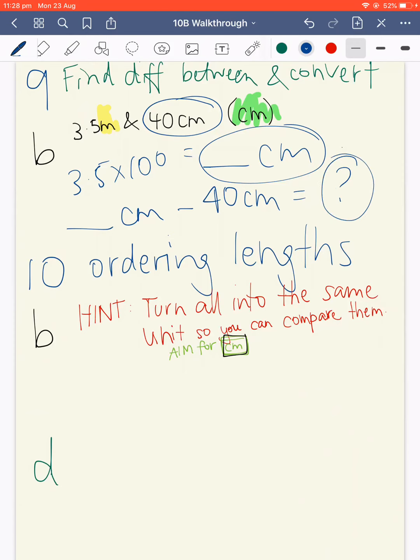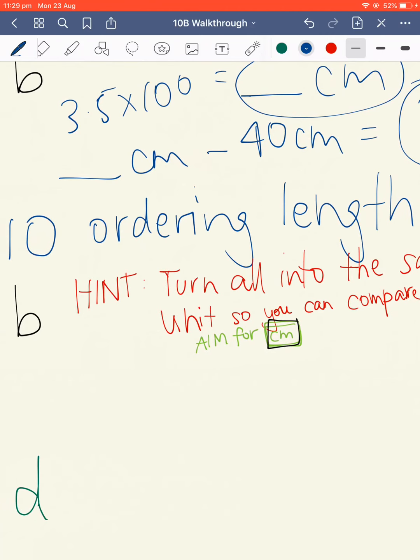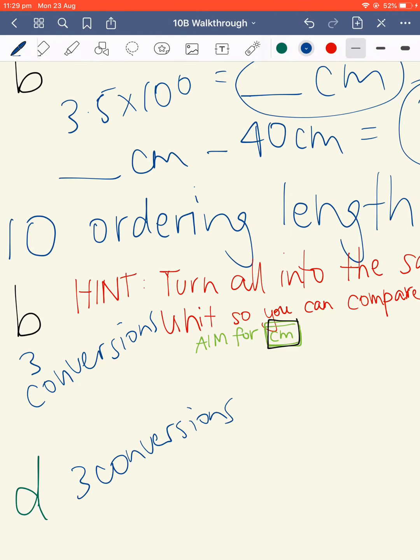For question 10, what you are doing is you are ordering lengths. The best thing that I can tell you with this one is you want to get them all in the same unit of measurement. So the easiest one to aim for is actually centimeters. So with question B, you're going to have 1, 2, 3 conversions you need to do. And for question D, you are going to need to do, again, 3 conversions.